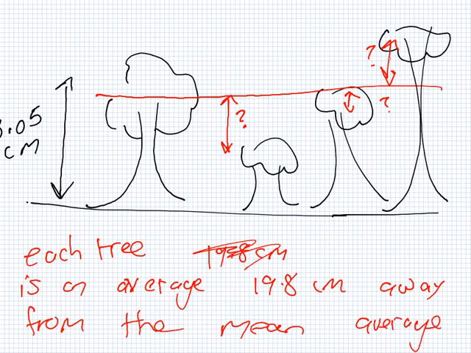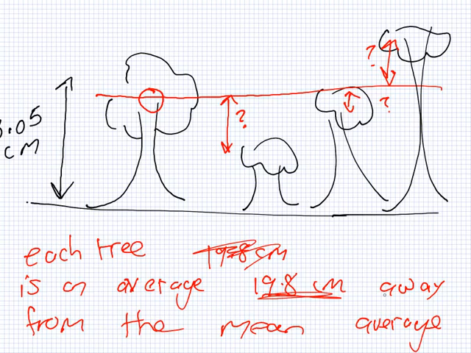Some trees, of course, will be more than the average, and some trees will be less than the average, and some trees might be the average. But on average, they'll be 19.8 centimeters away. Yes? I know I'm using the word average a lot, like Smurf or something. Can we get the idea for standard deviation?